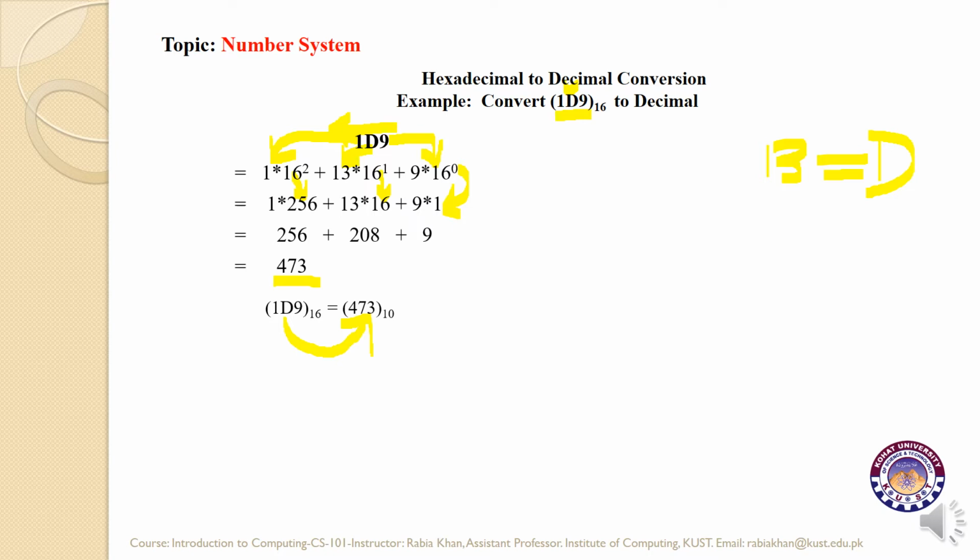So this is how the method is applied in order to convert the integer part of a hexadecimal number to a decimal number. Every digit is multiplied by a power of 16. The power of 16 starts from 0 and the multiplication process moves from right to left. Let's see another example.